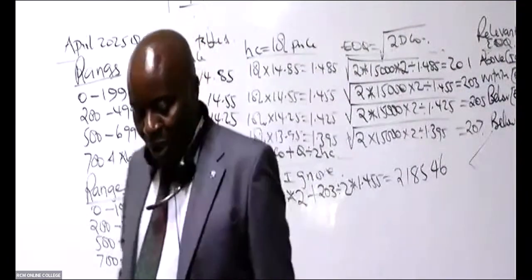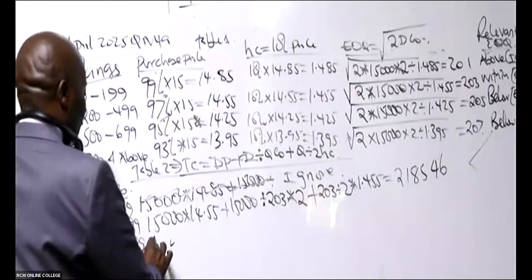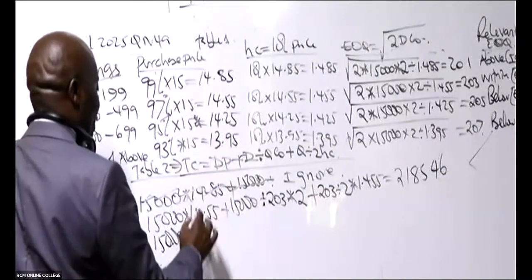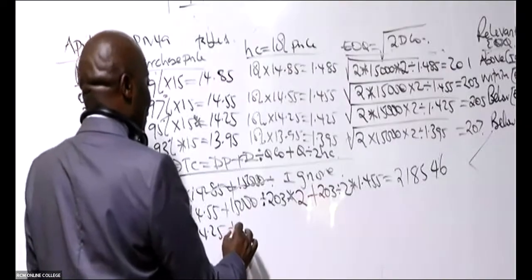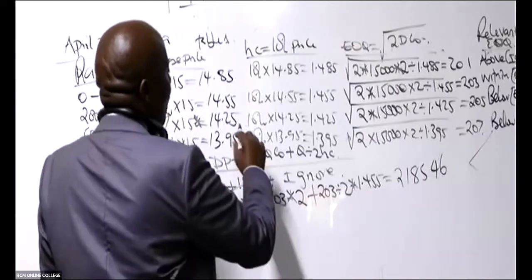Thank you so much. So we go to the next class. So the next class, 15,000 times the third class price is 14.25 plus, in this case here, the annual demand divided by, I know the third quantity.